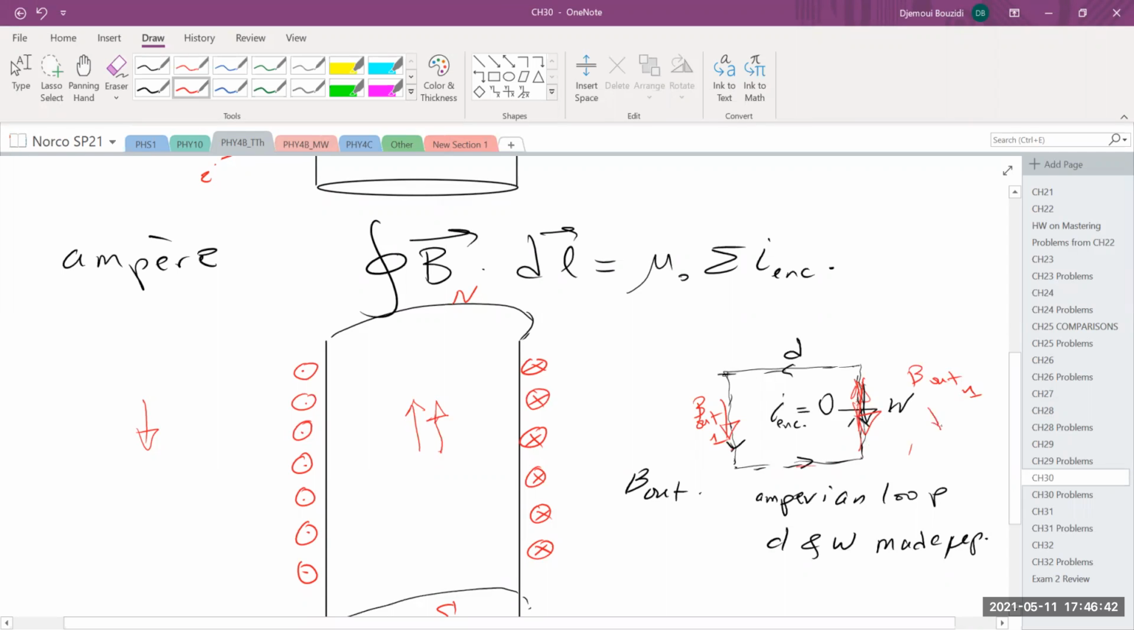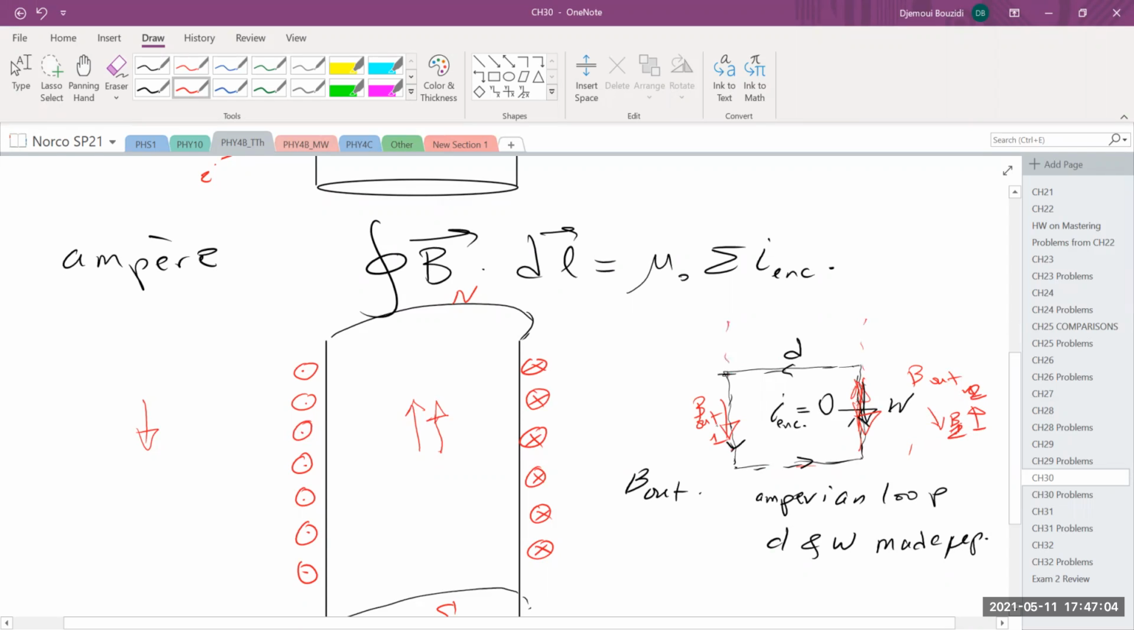If I'm circulating in this direction, then this magnetic field B2 is going down, and the circulation is up. So in this case, the dot product of this vector times the circulation is going to be negative. Negative B2 times W, because I'm assuming that the magnetic field has to be the same value everywhere at this distance.